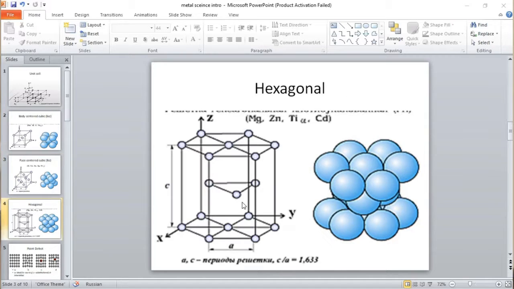The third one that we have is the hexagonal. The hexagonal is just like this. As you can see, we have 6 sides. And the thing you should also remember is that between these 2 layers of hexagons, we have a triangle of atoms, and this is how the hexagonal lattice structure looks.